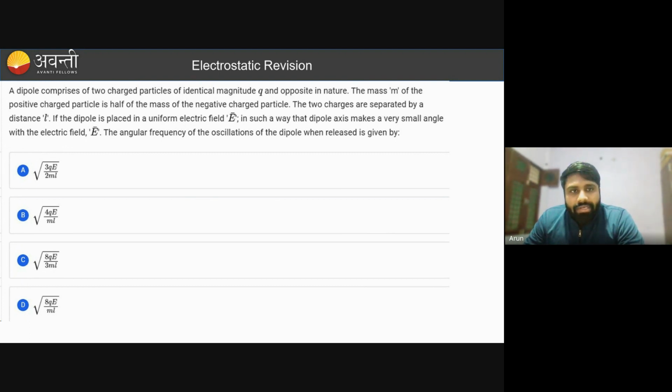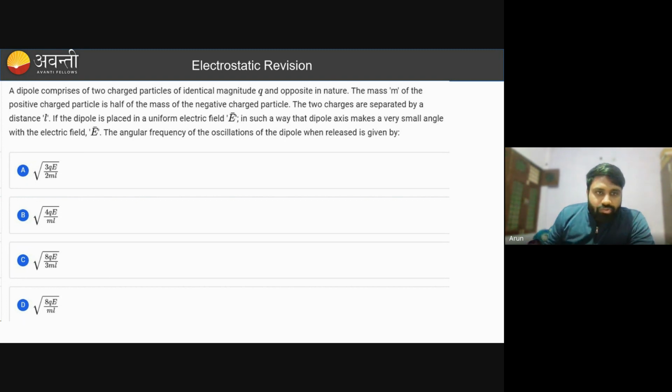A dipole comprises of two charged particles of identical magnitude Q and opposite in nature. The mass M of the positive charged particle is half of the mass of the negative charged particle. Now two charges are separated by distance L. If the dipole is placed in a uniform electric field E in such a way that the dipole axis makes a very small angle with the electric field E, the angular frequency of the oscillation of the dipole when released is given by.